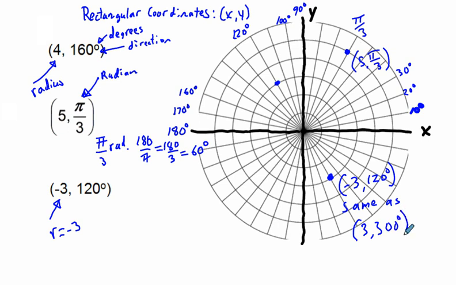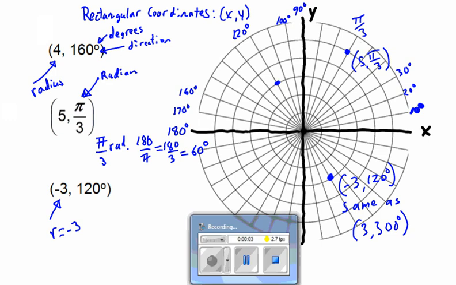What we're going to be doing in this class over the next couple of weeks is converting rectangular coordinate pairs into polar coordinate pairs, and polar coordinate pairs into rectangular coordinate pairs. It's very easy to do. So anyway, that's just an introductory video lesson.